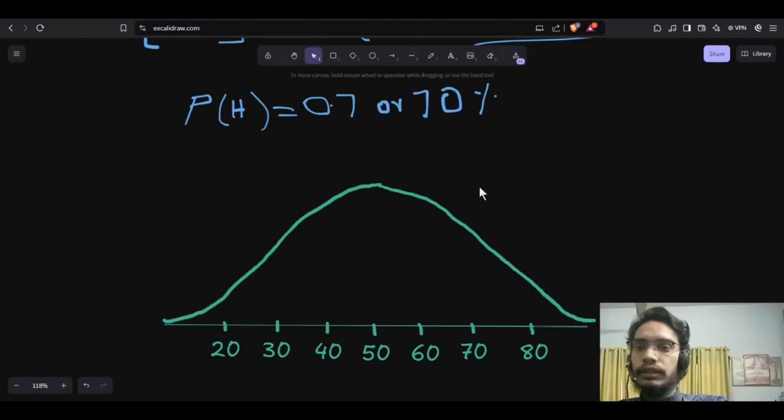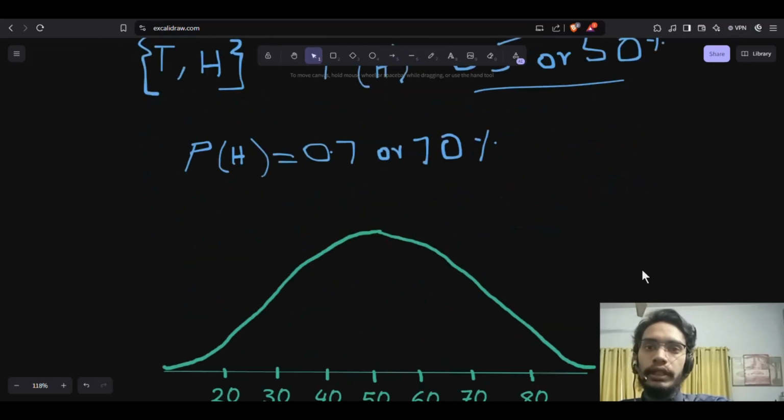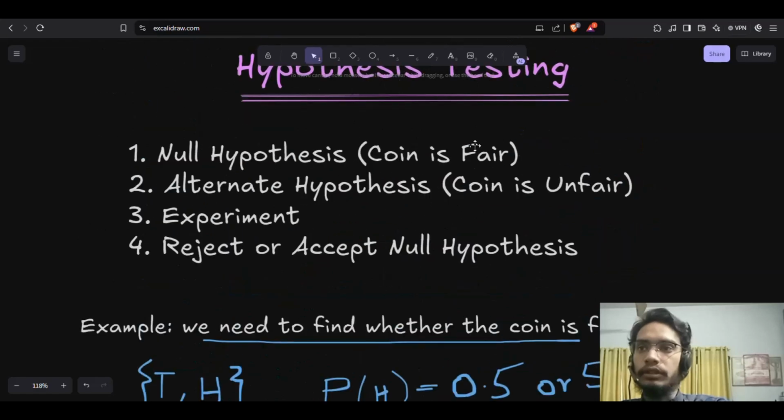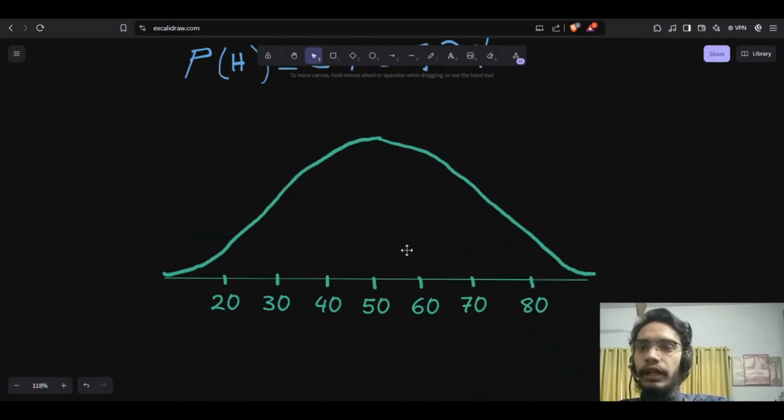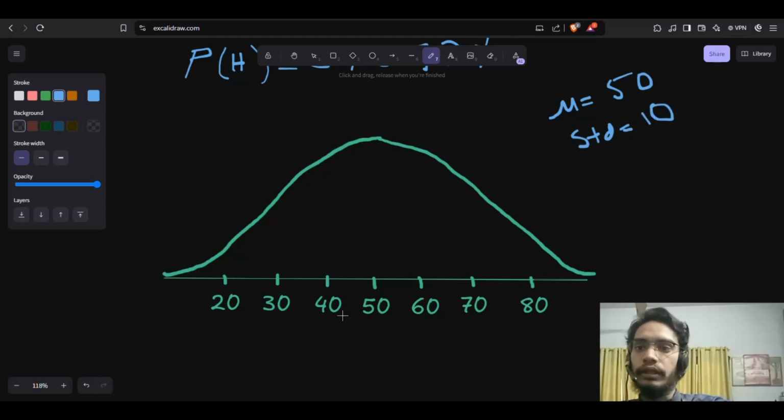If I toss a coin 100 times and we need to find out whether the coin is fair, our null hypothesis is that the coin is fair. Let's say our mean is 50 and our standard deviation, which you can also write as sigma, is 10. So you can see this is your 50, 60, 70, 80, 20, 30, 40.